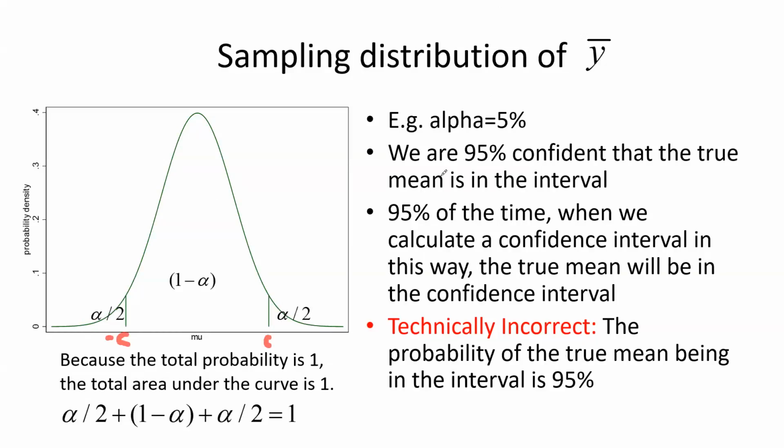Now, the correct statement about this is 95% of the time when we calculate a confidence interval in this way, the true mean will be in the confidence interval. There is a common incorrect statement that I will not read aloud, but as you can see down here, which is not correct. And the reason it's not correct is because this conditions on this particular confidence interval, whereas what is really happening is you get a different sample, you get a completely different confidence interval each time, right? So 95% of the time, when you calculate a confidence interval, the true mean will be in that confidence interval. And it's a different one for each sample that you get. Okay.